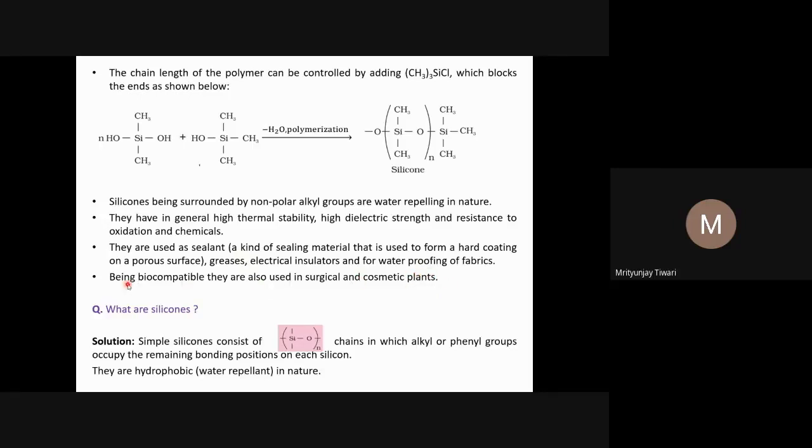And they are also used in surgical and cosmetic implants. So let's see what this question asks: what are the silicones? Just a question: what are the silicones? And we have seen what the silicones are.